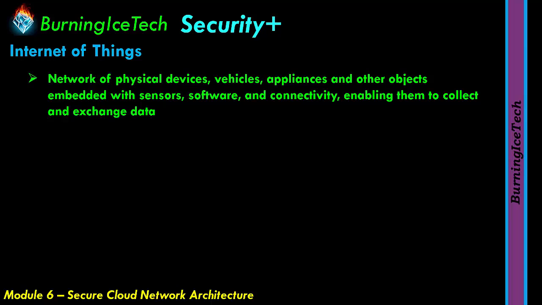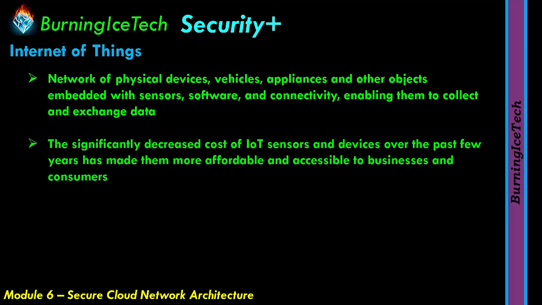Now lastly guys, still on the topic of IoT, the significantly decreased cost of IoT sensors and devices over the past few years has obviously made them very affordable and very accessible to businesses and consumers. So they have been around for quite some time, but they were not always everywhere, because in the beginning, since people were not really using them, they were very expensive to implement. But nowadays, since they're everywhere, there's a high demand for this stuff. Classic case of supply and demand makes the price go down. So it's very cheap and very easy to implement these days.